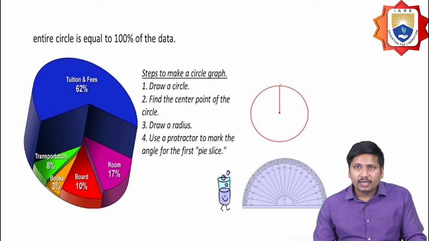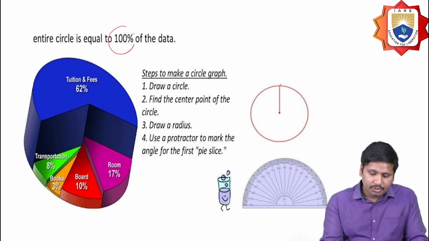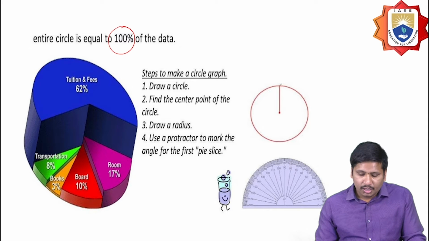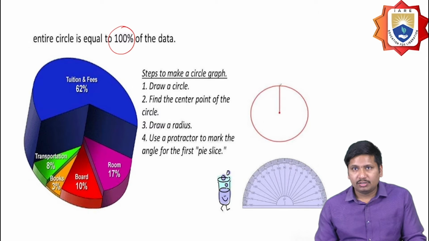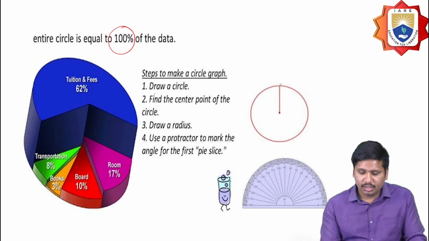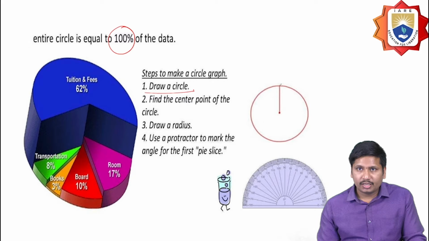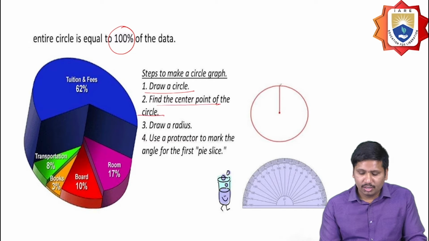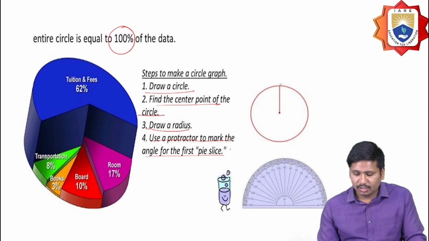So this entire circle is equal to 100% of the data normally, and this 100% is going to be divided into different sections or different segments. So how to make this? First we have to draw this circle here, make a center point of the circle, and draw the radius and use a protractor to make the angle of the first slice, the pie slice, right?